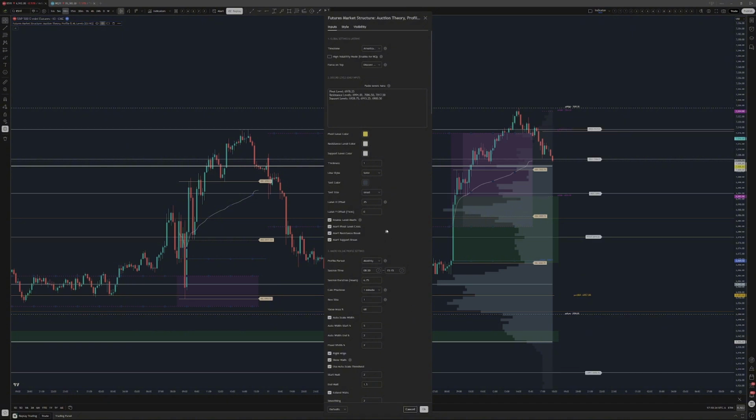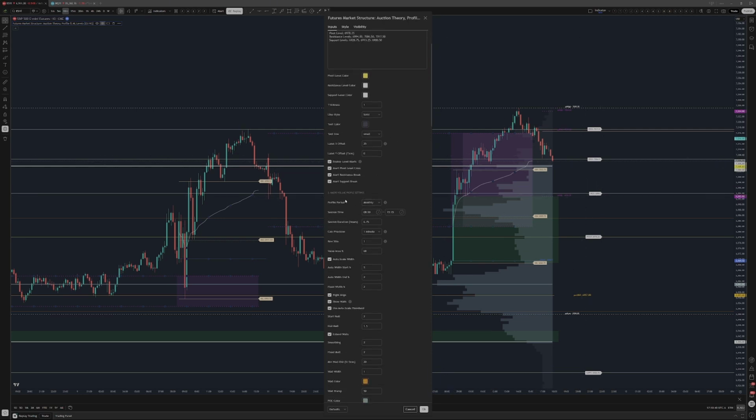Group 3, Macro Context. Group 3 builds your market memory using volume profile. Profile period. You can set this to monthly, weekly, yearly, or session. I recommend monthly. This shows you the bigger picture of where value has been established for the current month.